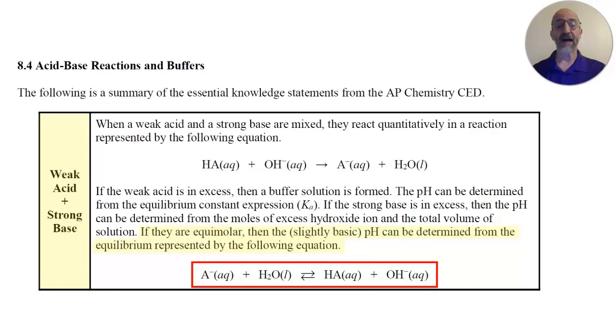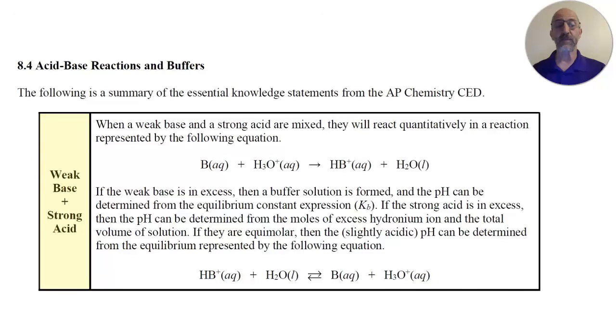Our next category of acid-base reaction is the following: weak base plus strong acid. When a weak base and a strong acid are mixed, they will react quantitatively in a reaction represented by the following equation. So now we represent the weak base as a capital letter B to represent the molecular formula of that weak base, such as ammonia or whatever that weak base happens to be. It's now reacting with the strong acid, represented as the hydronium ion. And on the right side of the equation, in addition to water, we also can see the conjugate acid of that weak base, which is represented as HB+.